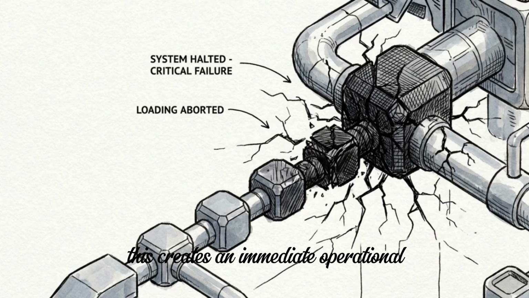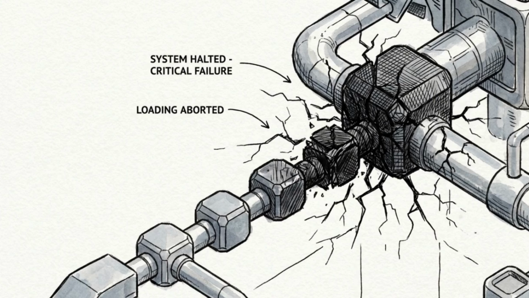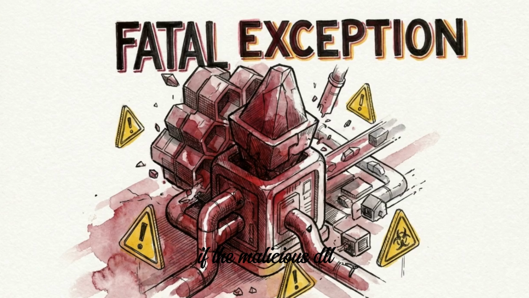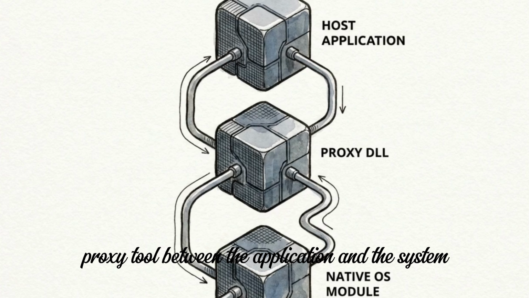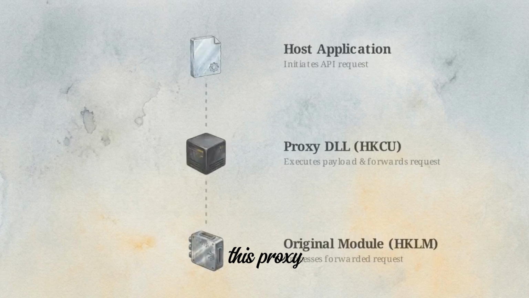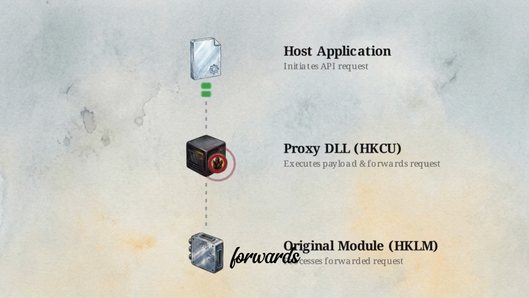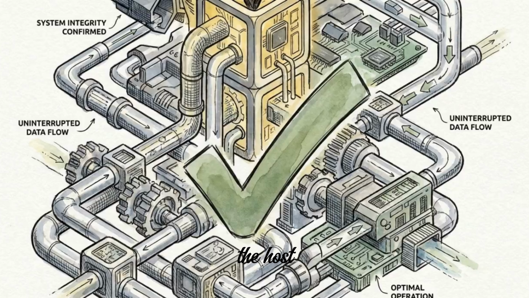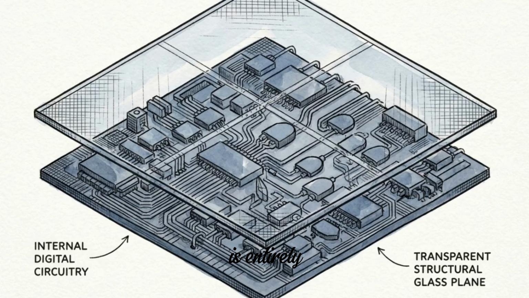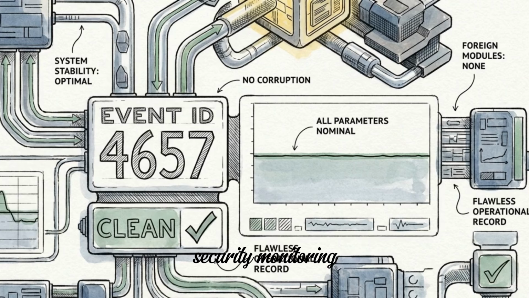This creates an immediate operational risk for the attacker. The host application expects specific functions from that module. If the malicious DLL fails to return them, the application crashes and alerts the user. To maintain stability, attackers deploy an intermediate proxy tool between the application and the system. This proxy executes the malicious payload, but quietly forwards all the legitimate API requests back to the original local machine module. The host application receives exactly what it requested and continues running smoothly. The interception is entirely transparent. Because it relies on native Windows loading behaviors, standard security monitoring simply interprets the hijack as a routine user preference configuration.